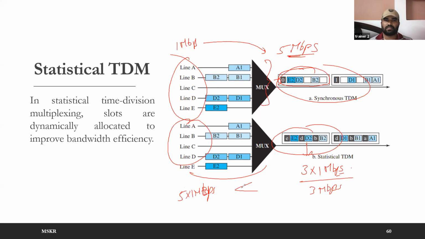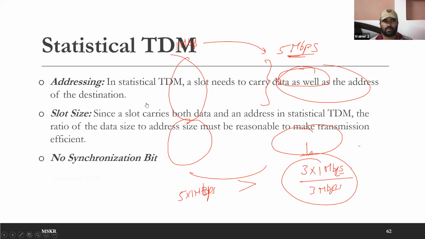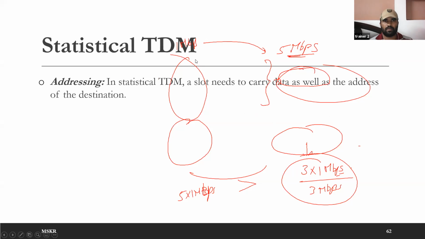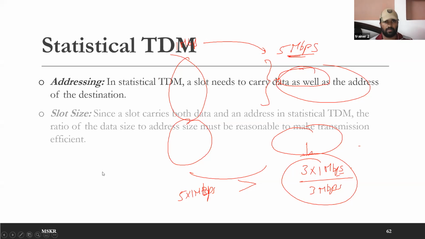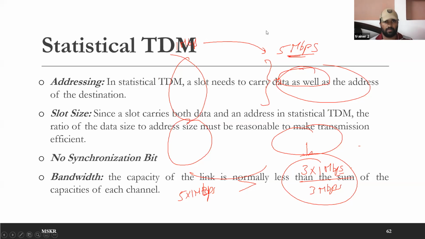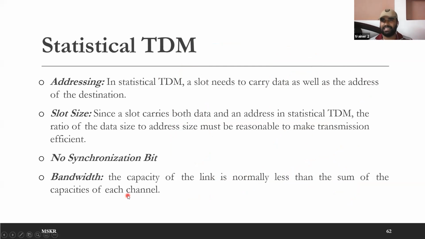So the overall bandwidth of your link will always be less than the total bandwidth of all the users. So that is the last point that it is saying. The capacity of the link is normally less than the sum of the capacities of each channel. Okay, so these are about the statistical TDM.